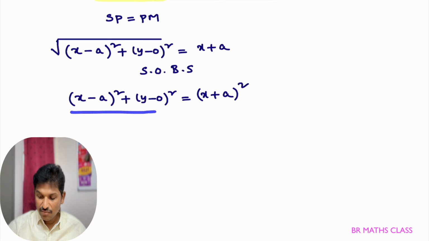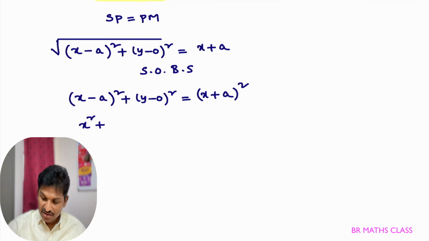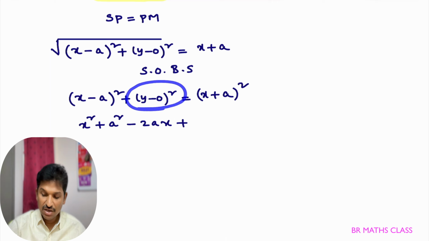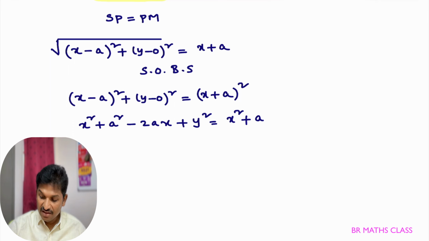Now further we'll simplify this. You expand this, what will you get? x square plus a square minus 2ax plus y minus 0 is y only, so this is y square equal to, now the right hand side you expand, what will you get? x square plus a square plus 2ax. You can observe x square and a square will get cancelled.